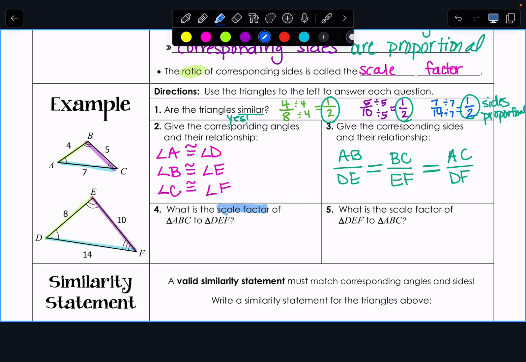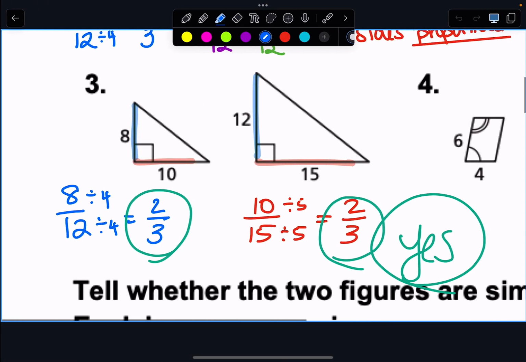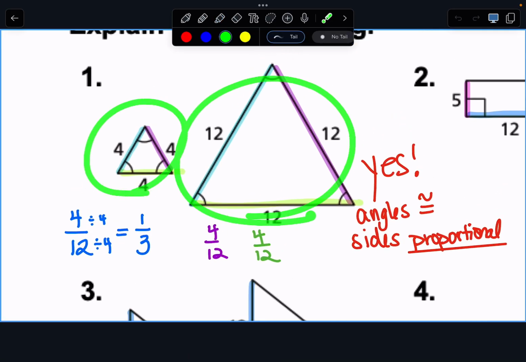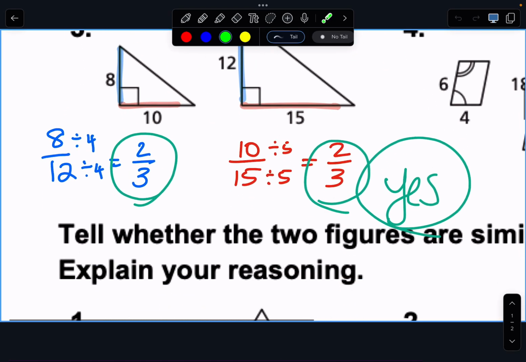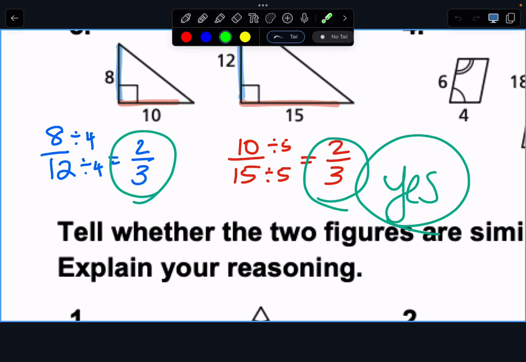Okay. Now, when I ask you for a scale factor, remember up here we said the scale factor is a ratio. We've actually already found a scale factor, okay? Like if we think about over here, the scale factor from this triangle to this triangle was 1/3. The scale factor from this triangle to this triangle was 2/3, okay? That's what we were finding.